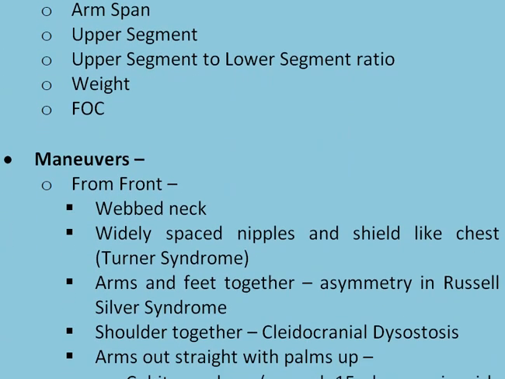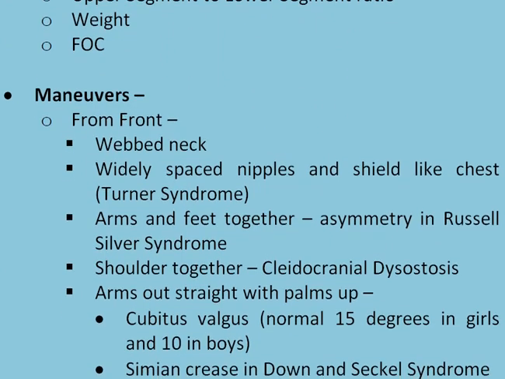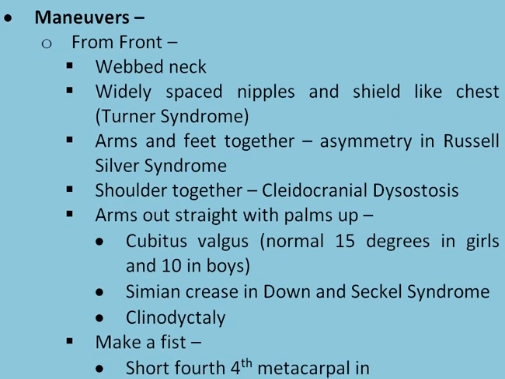So first you have to do from the front, you have to see patient webbed neck, then you have to see widely spaced nipples and shield-like chest in case of Turner syndrome, arms and feet together, asymmetry in Russell-Silver syndrome, shoulders together, this is in cleidocranial dysostosis, arms out straight with palms up, cubitus valgus, normal angle is 15 degrees in the girls and 10 degrees in boys. Simian crease in Down syndrome and clinodactyly.